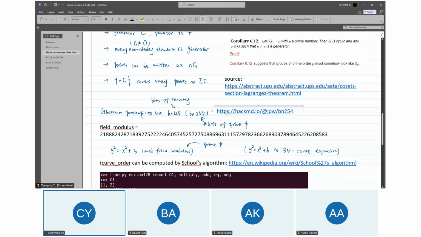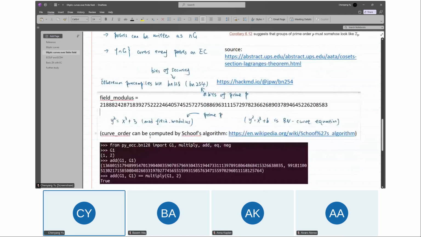Here's a great article if you want to read more about this curve, called BN254 for the rest of us. You can read it. The field modulus is this huge number. We are defining a curve of the form y squared equals x cubed plus 3, modulo the field modulus. So for all the computation happening here, the result is always bounded by this number. Okay.